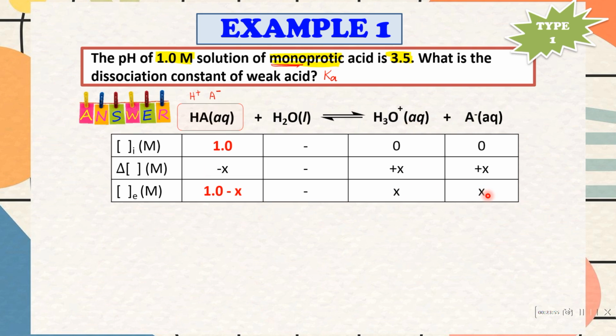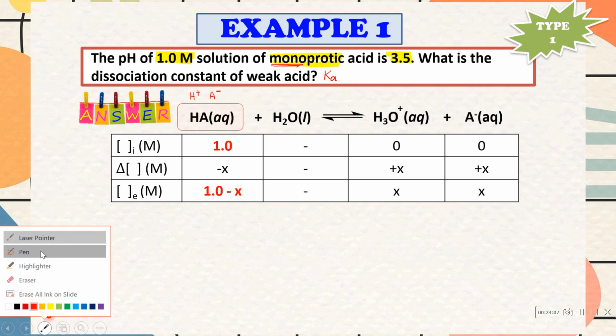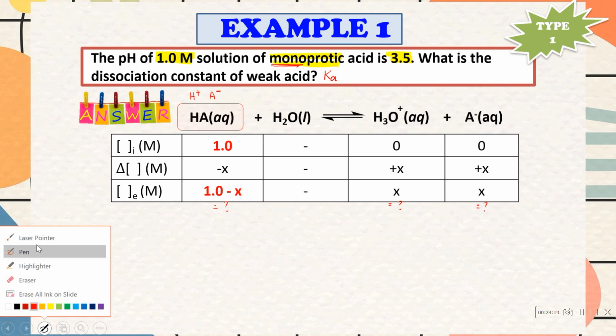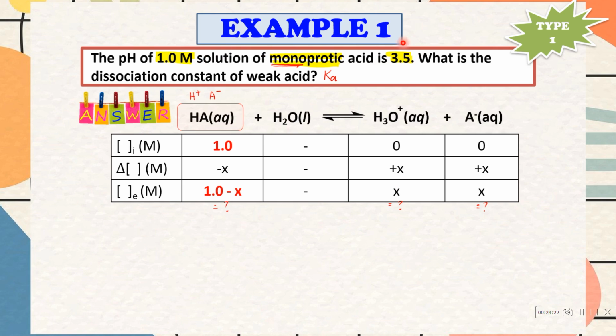Now, our target is to calculate the value of Ka, which means you have to calculate the concentrations at equilibrium here. So now we have to solve for the value of X. What is the value of X here? In the question the pH is already given to you, that is 3.5, and we know that the formula of pH is negative log of the concentration of H plus.